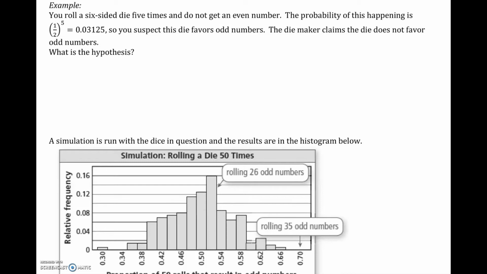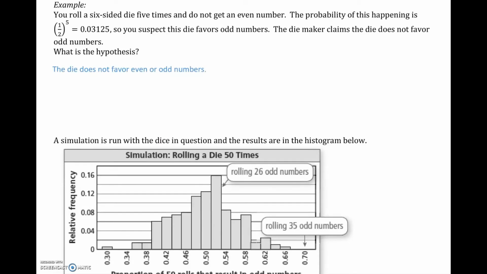So what we want to do is determine what the hypothesis is here. If you think about the situation, what is the claim that we're trying to make? And when I say we, put yourself in the dice maker's shoes. What is this dice maker claiming? The dice maker is claiming that this is a perfectly fair dice. The dice does not favor either even or odd numbers. So that is the claim, that this dice is 100% fair.